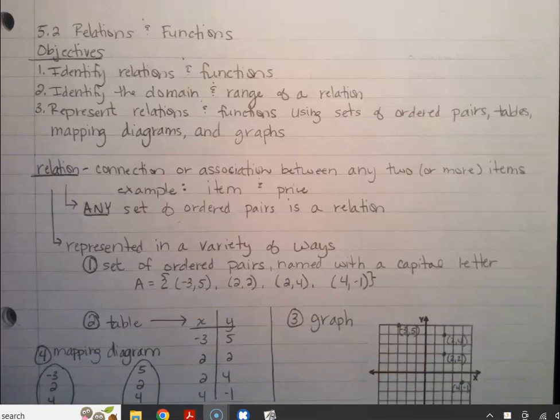All right, so then today we're moving on to 5.2, relations and functions. Oh, see, there was our timer. We did great today going over prayer and questions.